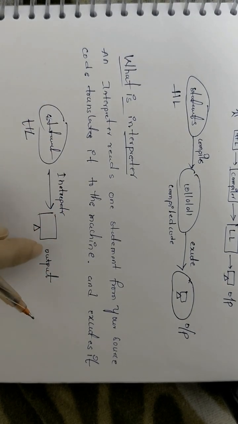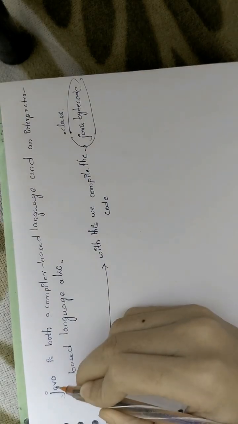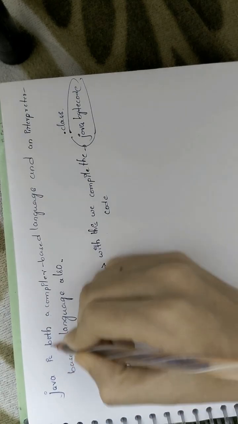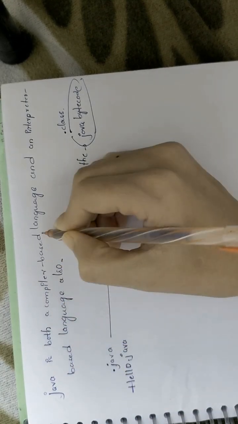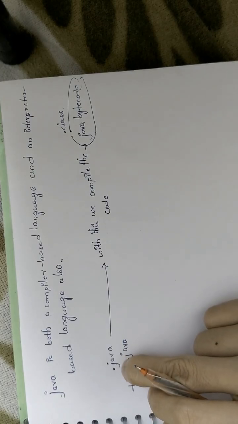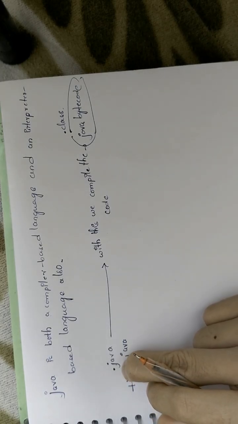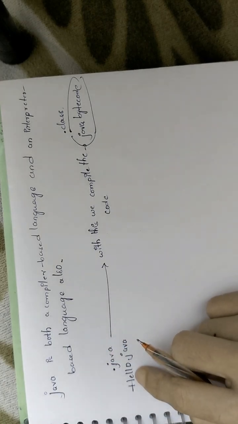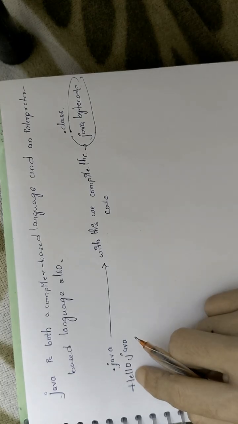So in Java, how the compiler and interpreter work together, I will tell you. I told you Java is a compiler and interpreter language. So Java is both a compiler based language and also an interpreter based language. First we have our Java source code with the extension .java. So our file name is hello.java. This is the extension. It means it is our source code.